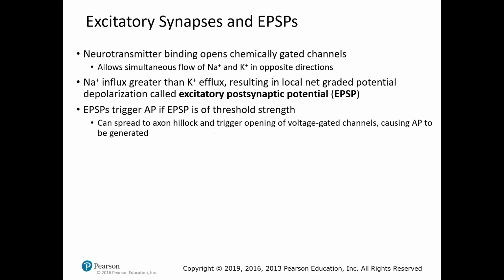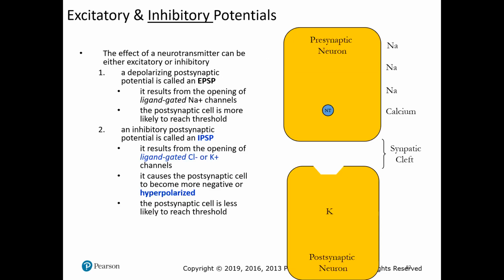And the more neurotransmitter that we let in or that we generate, the more likely we are to trigger a depolarization event that will get us to threshold by hitting threshold at the axon hillock. And then we have an action potential.